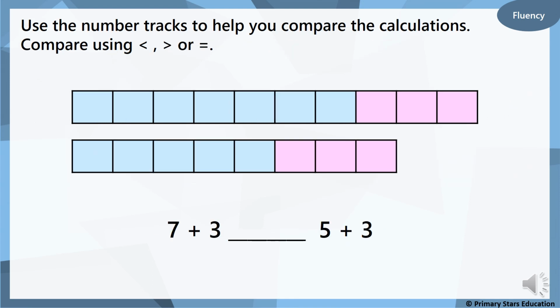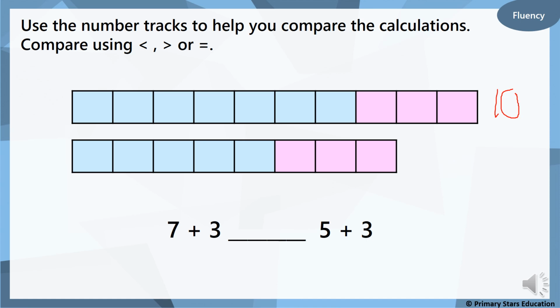So this time, instead of using words, we're going to use the symbols. And if you remember, the big greedy crocodile always eats the bigger number, or we have the equal sign, okay? So here we have 7 plus 3 and 5 plus 3. So let's see what 7 plus 3 equals. We've got 7 up here. What's our number bonds? What's 7 plus 3? It is 10. Good, well done.